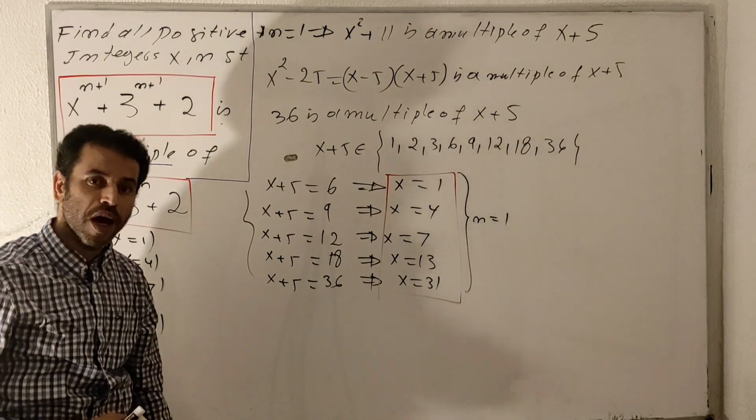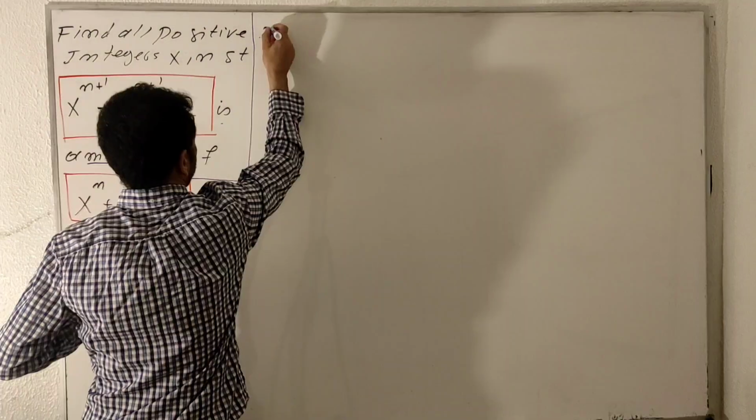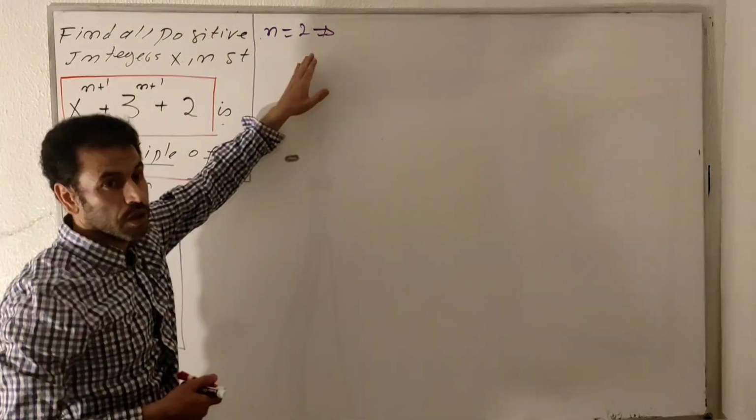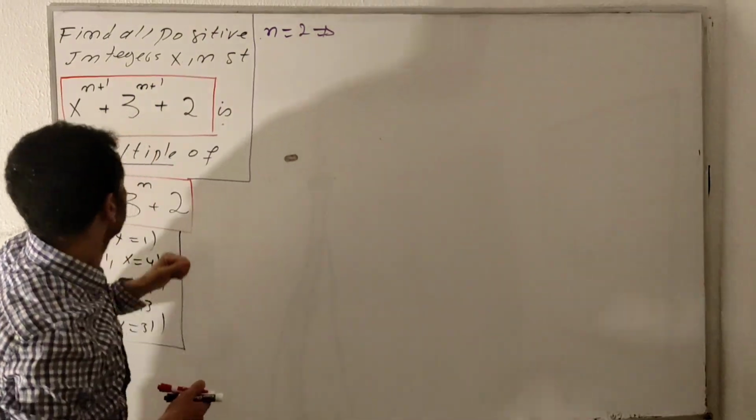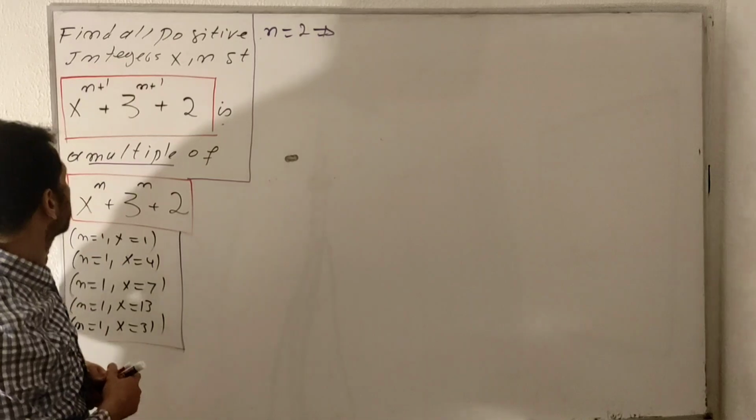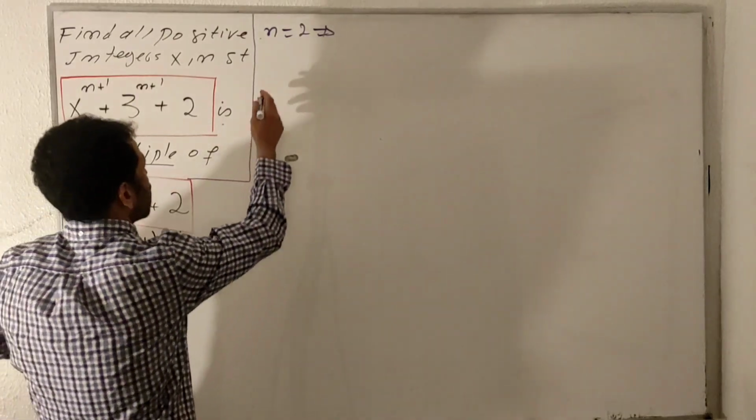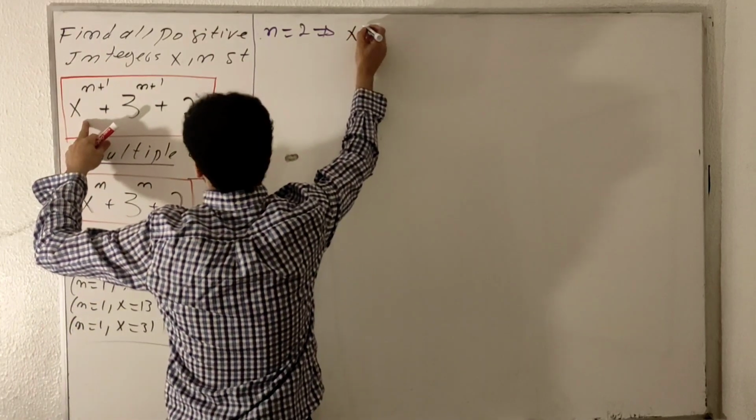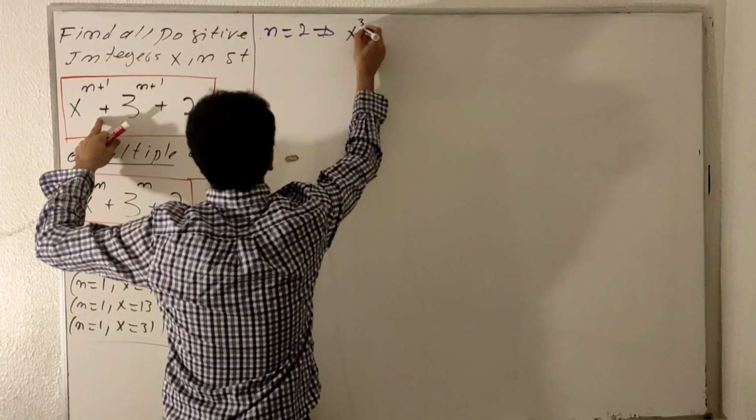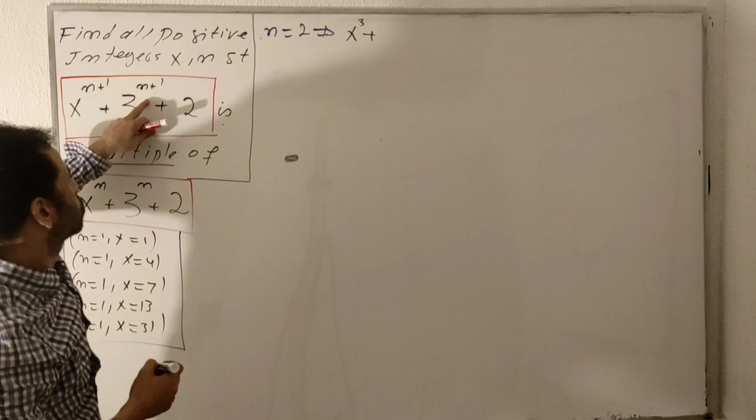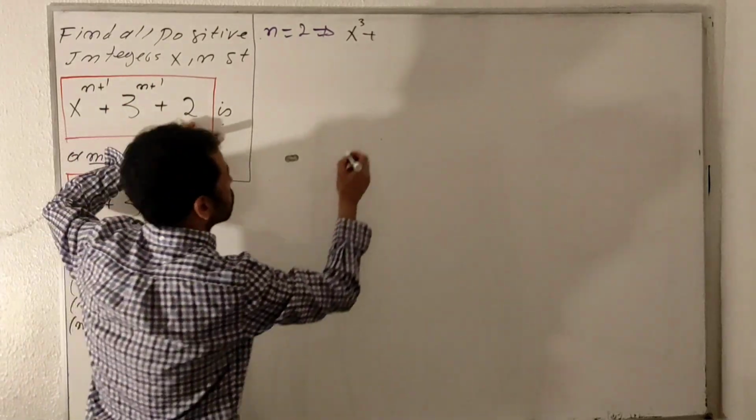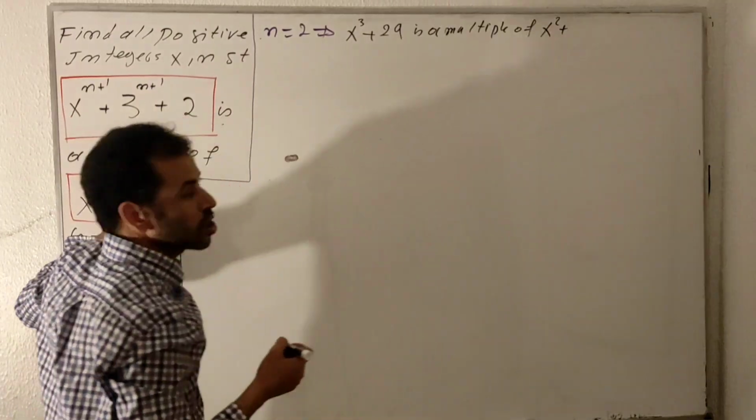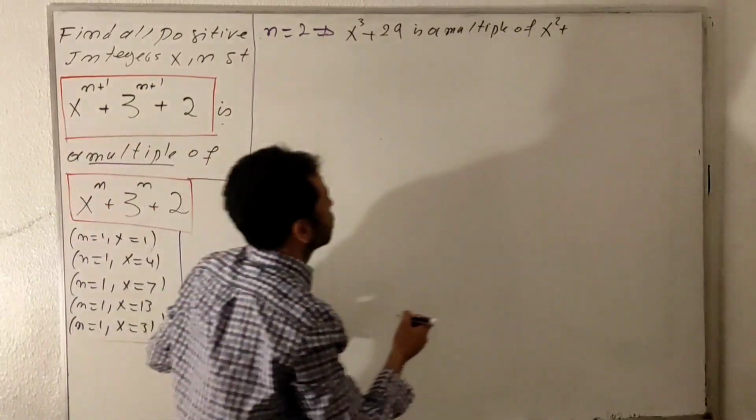Let's move on to n equals 2. I'm going to do almost the same job as in the last case. I replace n with 2. I get x cubed plus 3 cubed, which is 27, plus 2, which is 29, is a multiple of x squared plus 3 squared, which is 9, plus 2, which is 11.